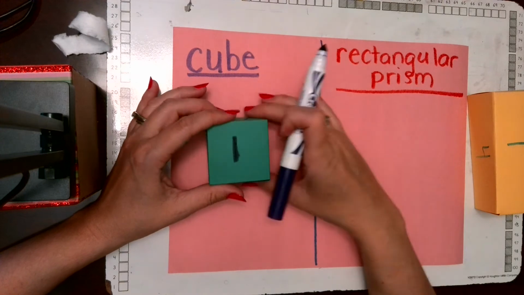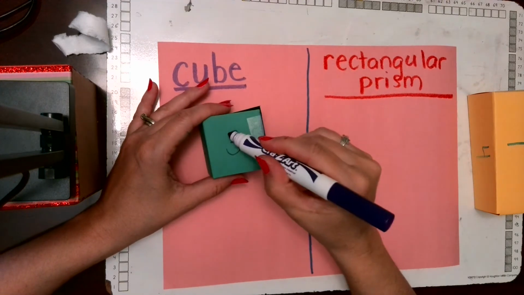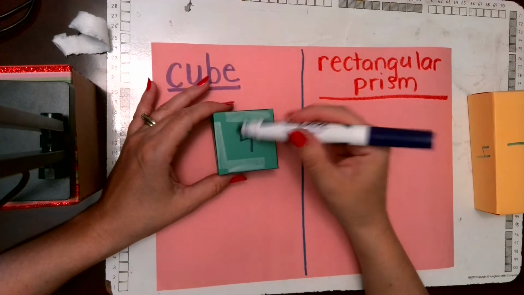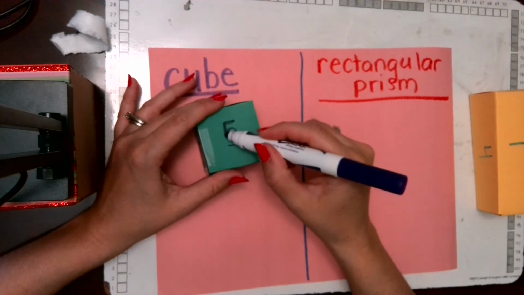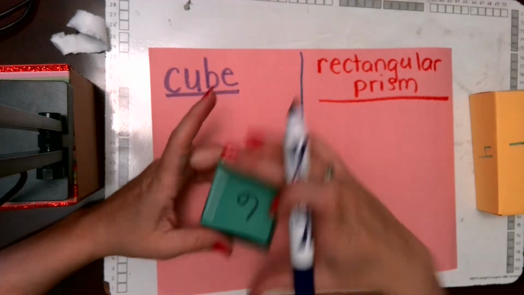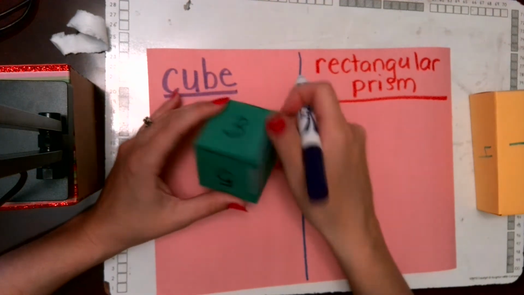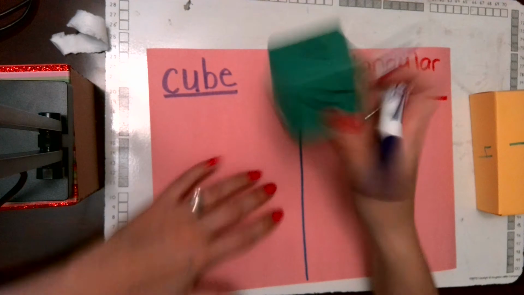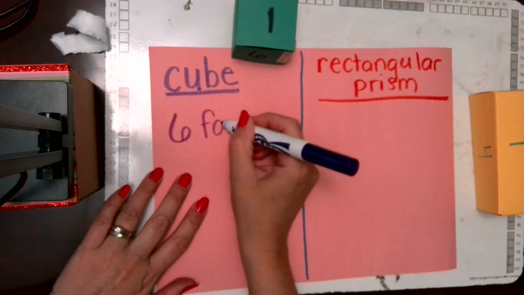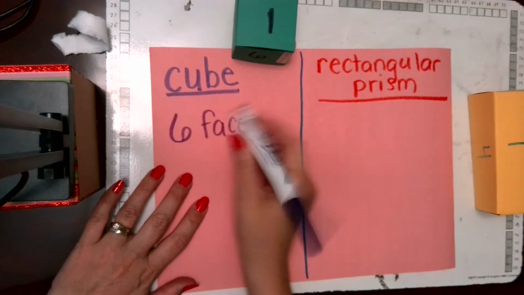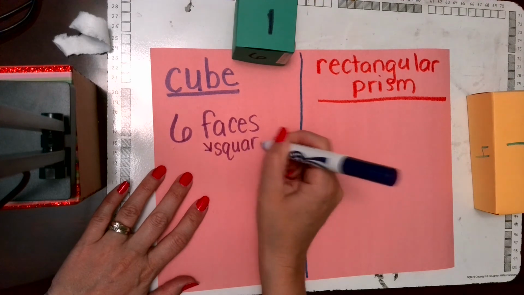This is side or face number 1. This is face number 2. This is face number 3. Face number 4, and we're back to there. This is face number 5, and all the way on this side is face number 6. So just like the number cube, when you're rolling a cube in a game, this cube has 6 faces, and those faces are squares. I'm going to write that on here.